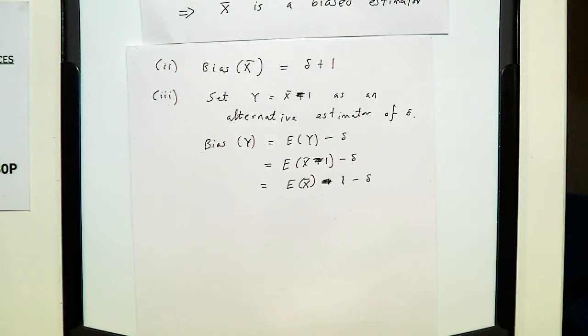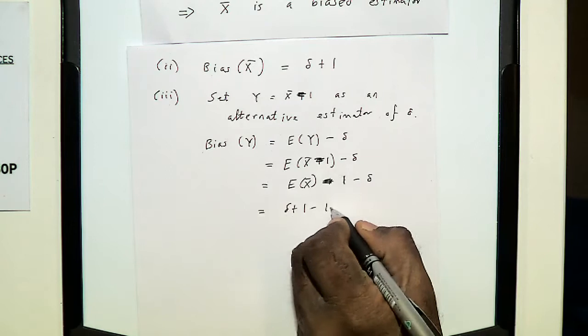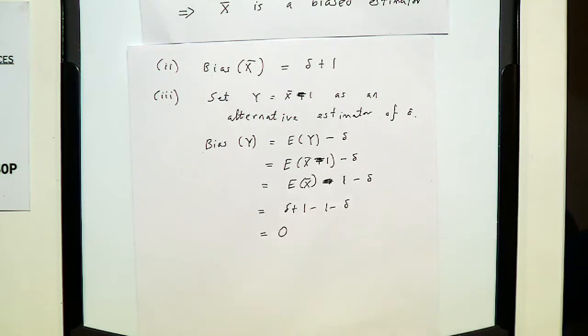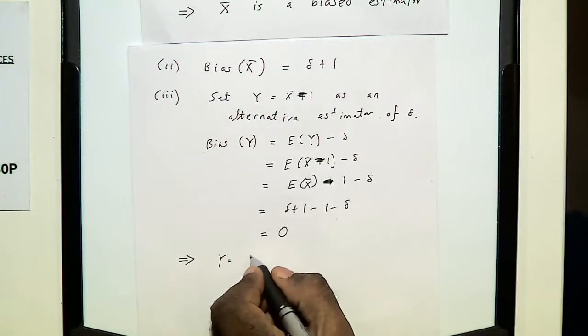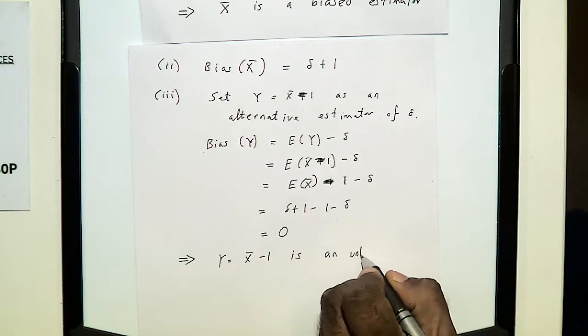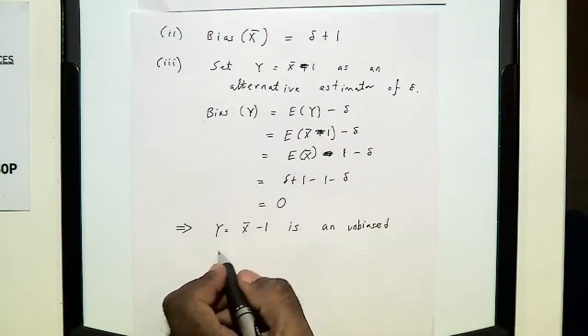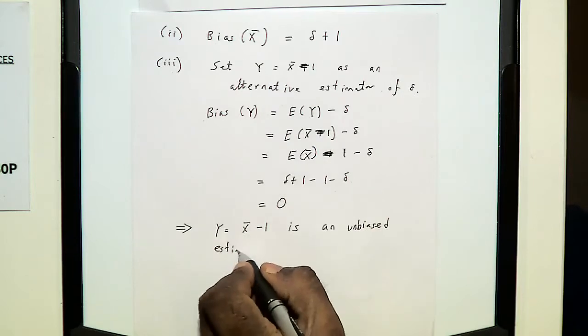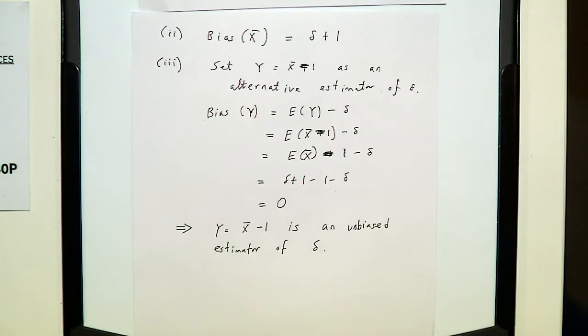Okay? Now, the expectation of x bar, we know from the previous part, is delta plus 1. Right? So this is 0. So what this implies is that y defined as x bar minus 1 is an unbiased estimator of delta. Do you follow my argument or not? Yes or no? You okay?